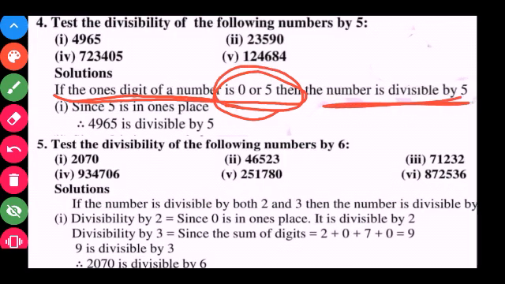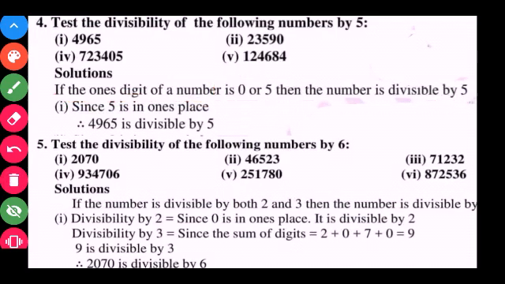Okay, so in question number one, the ones place is 5, so it is divisible by 5. Here the ones place is 0, that's why it is divisible by 5. Here the ones place is 5, so it is divisible by 5, and here the ones place is 4, so this is not divisible by 5. Why? Because the ones place contains 4. For divisibility by 5, the ones place will contain only 0 or 5.